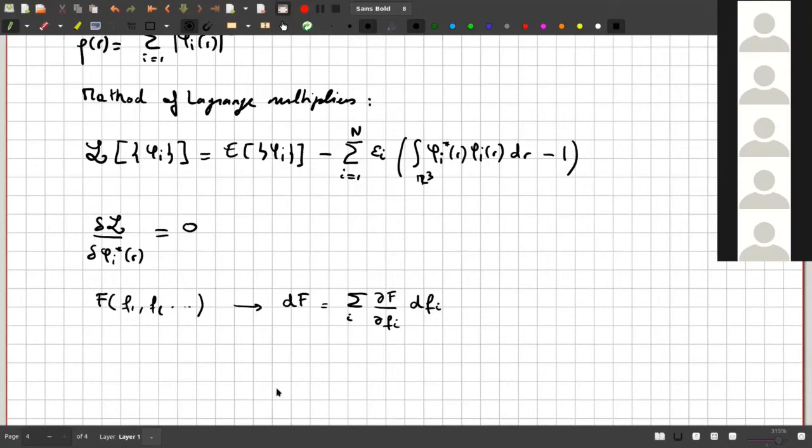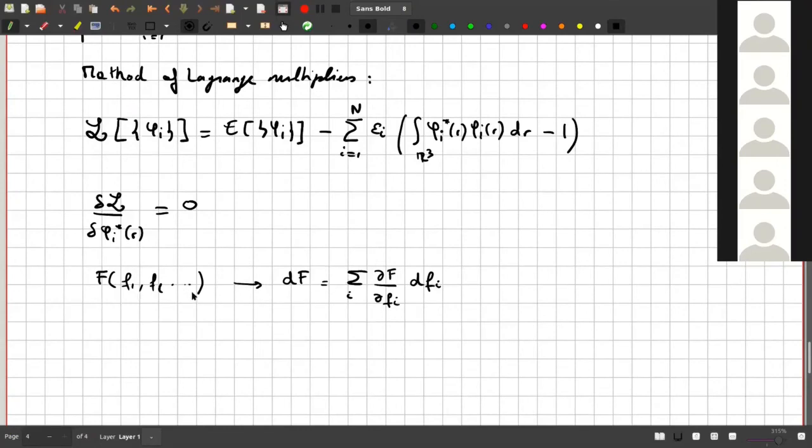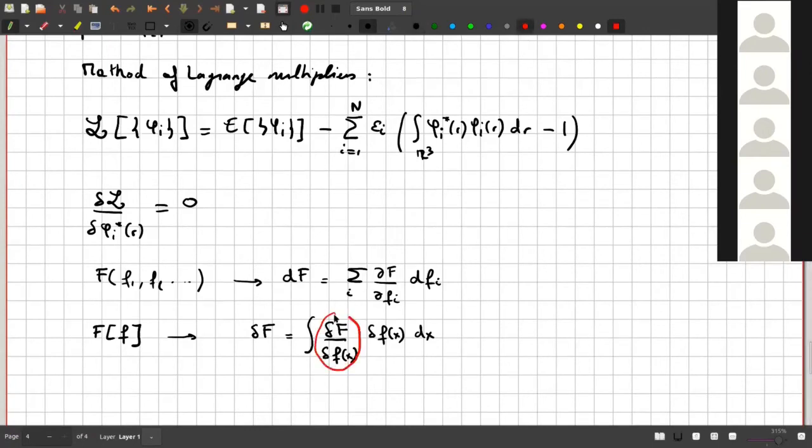Now, if you have not a function of variables, but a functional of a function, so a small f now is a function, then I can write something that looks very much the same. I can write that the variation of the functional, delta F, is given by the integral of the functional derivative of F with respect to the function f(x), and then I have the variation of the function f(x) dx. And you see, this is exactly equivalent. So this quantity is called the functional derivative.